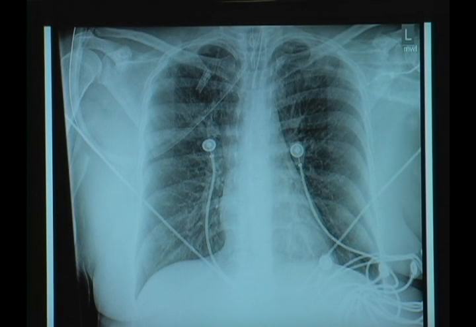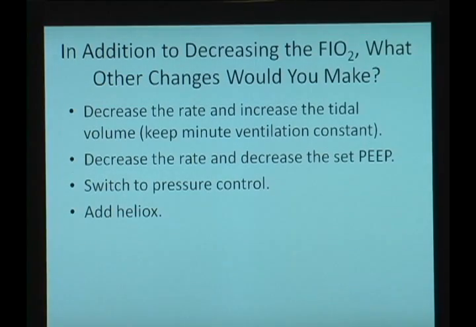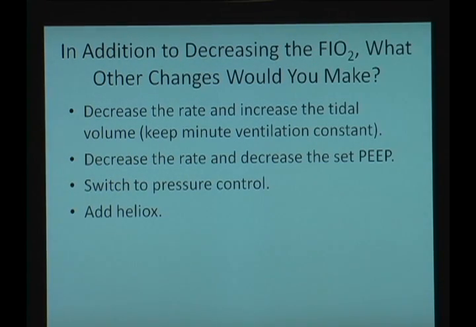Oh, that's dynamic hyperinflation. See how hyperinflated her lungs are? We can count ribs. I can count at least 11, if not 12 ribs there. So she's very hyperinflated. But other than that, there's no infiltrates and so forth in her lungs. Heart size is normal, so she's not in failure. So we're going to decrease the FiO2 because her PO2 is so high.